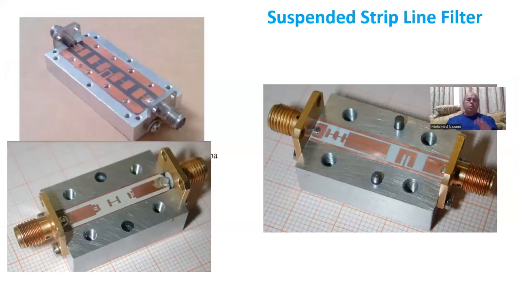So now let's shift over and show you a few suspended stripline filters I just grabbed, and here they are. These are bandpass filters, okay? As you can see, the patterns, the artwork look weird, but it's basically just resonators, a bunch of resonators that you chain together to make a filter.